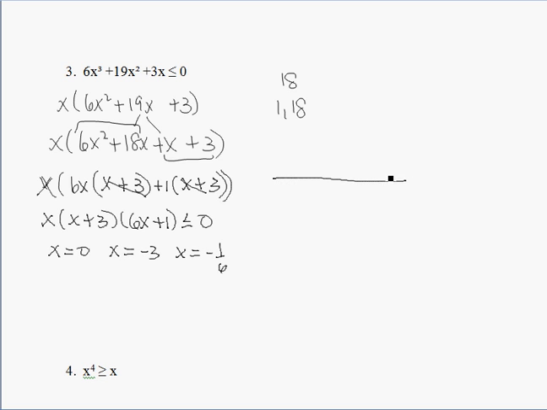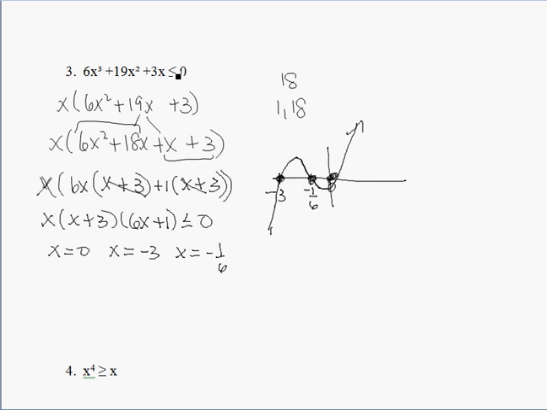So along a number line, I have negative 3, negative 1/6, and 0. And since it's less than or equal to, these are all closed circles, so we're including those points. And since it's a cubic function and the lead term is positive, you know it's increasing from left to right. And since it has to have 3 intercepts, it does a little up and down and up and down. Let's pretend that goes through the origin.